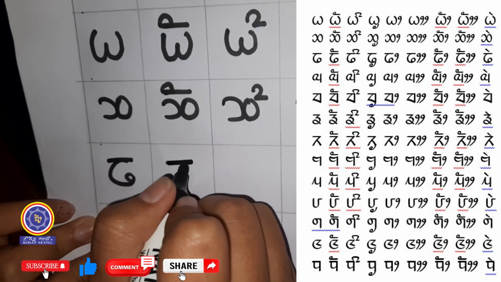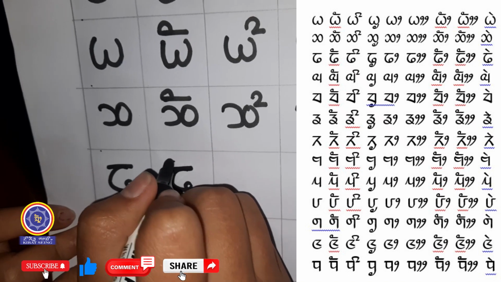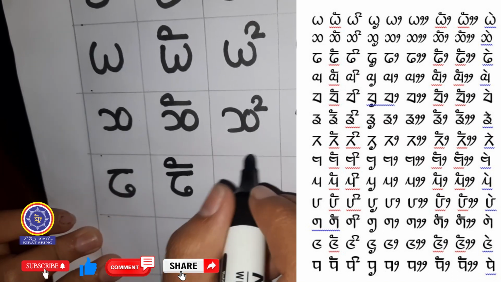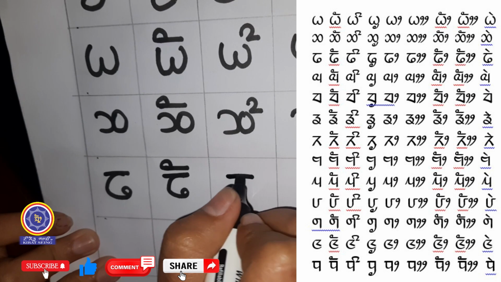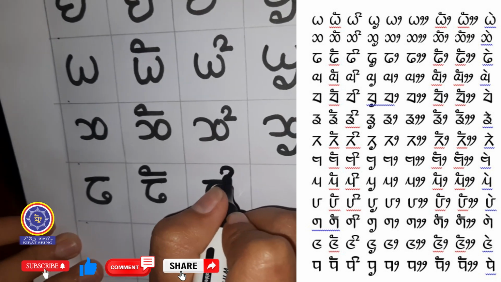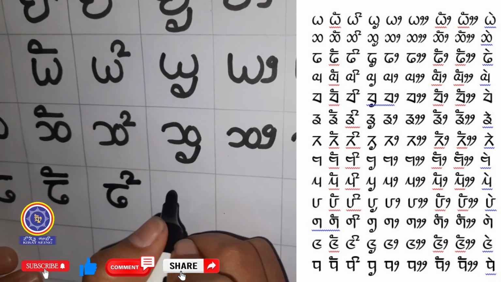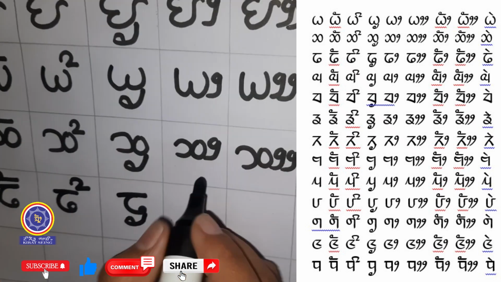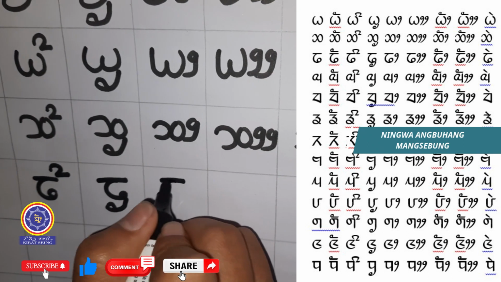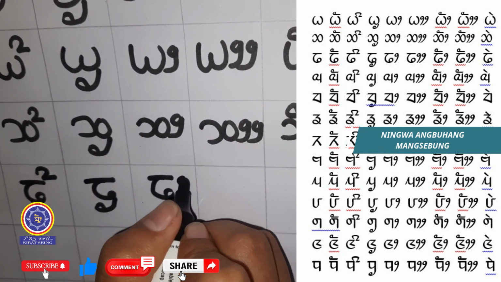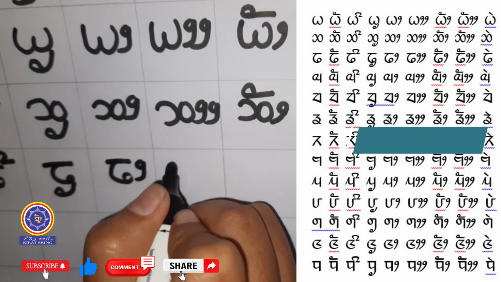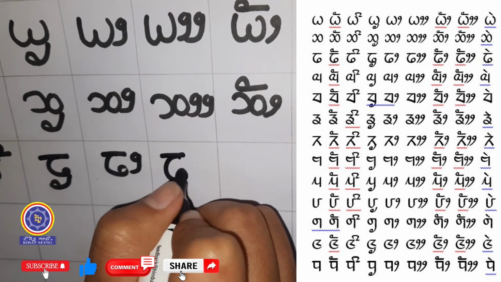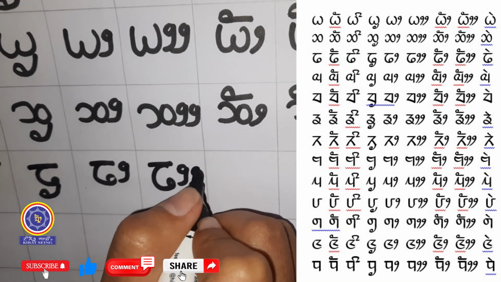And write ba and add amma. Ba amma ba. And write ba and add iksu. Ba iksu bi. And write ba and add uksu. Ba uksu bu. And write ba and add etu. Ba etu be.